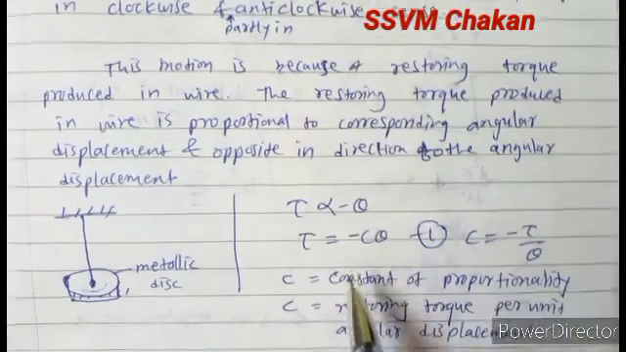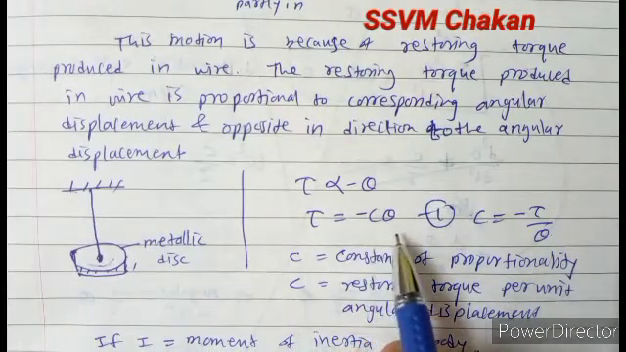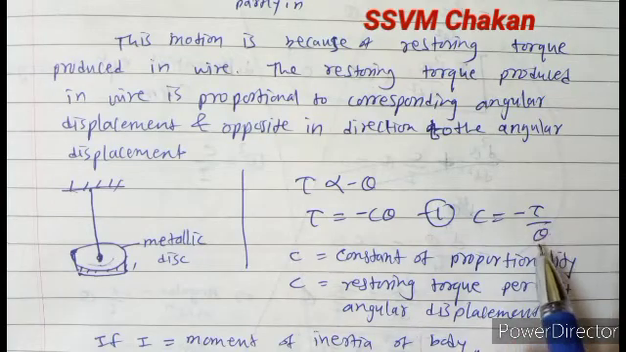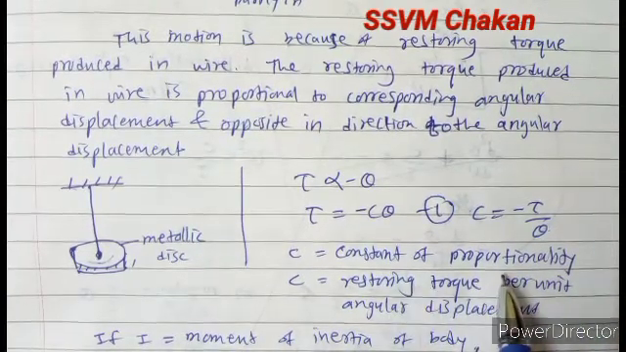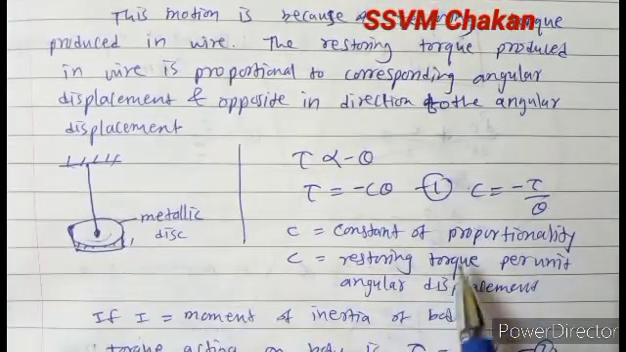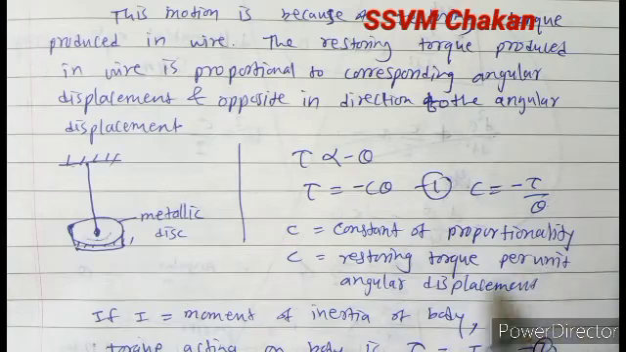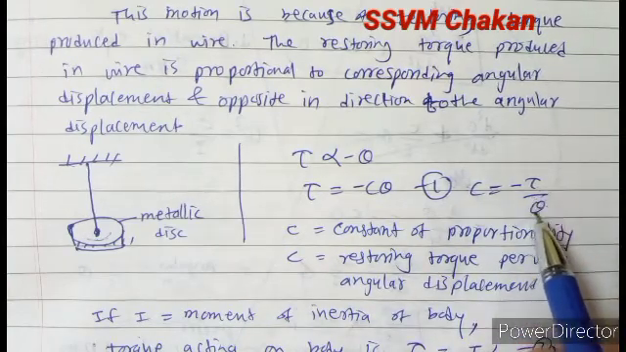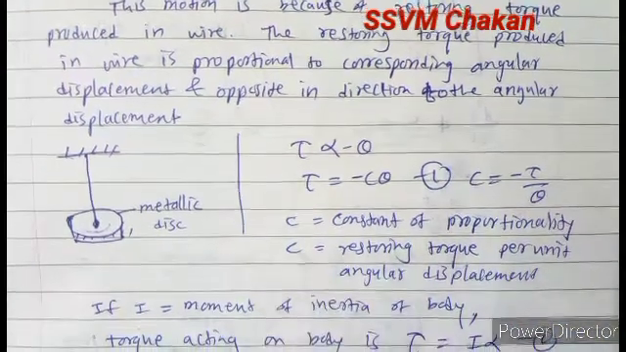To remove the proportionality sign, we take a constant. So tau is equal to minus c into theta, where c is equal to minus tau divided by theta. C is called the constant of proportionality, or using this equation, the restoring torque per unit angular displacement. So restoring torque per unit angular displacement is also called C.